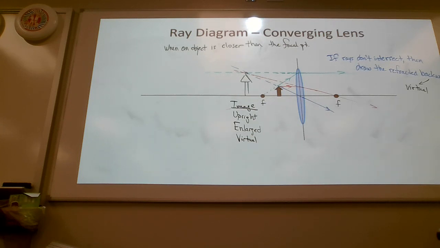Grab a lens, make sure it has a positive focal length. If it doesn't, just call me back. They should all have positive focal length. Grab a lens. Make sure it has a positive focal length.